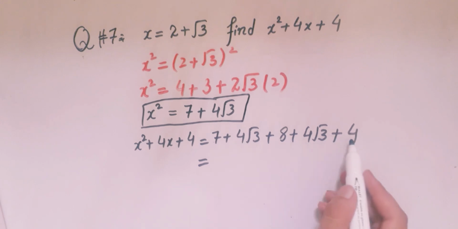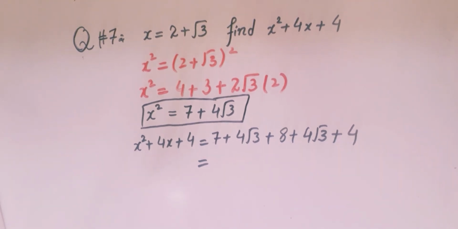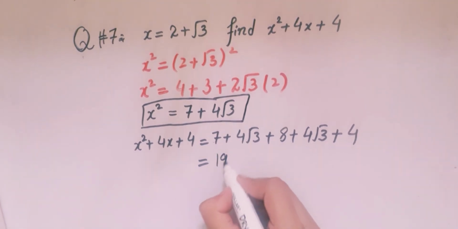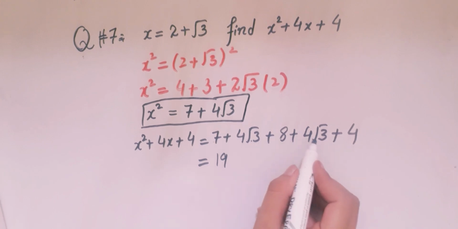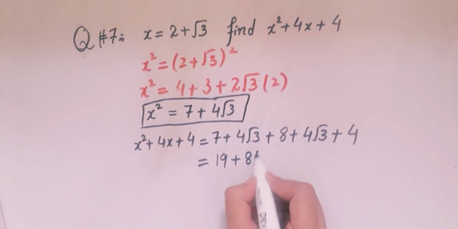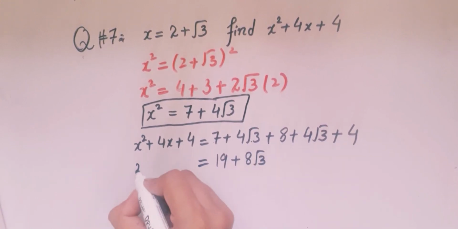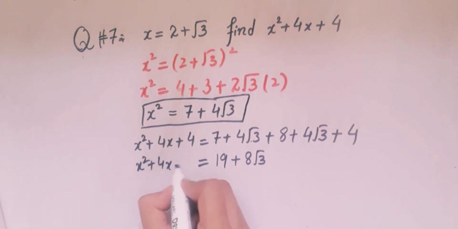7 plus 8 plus 4 is 19, and 4 square root 3 plus 4 square root 3 is 8 square root 3. So this is the value of x square plus 4x plus 4.